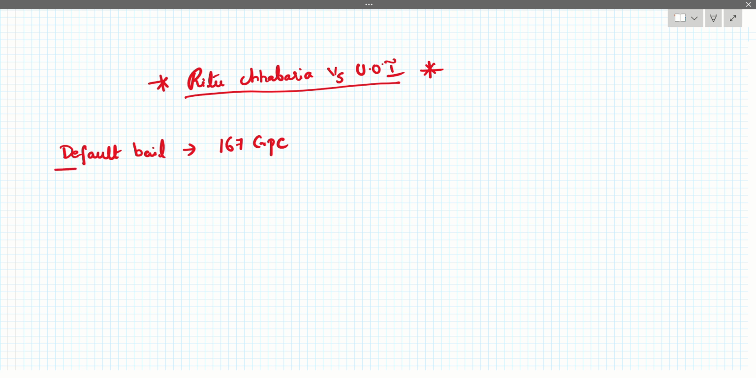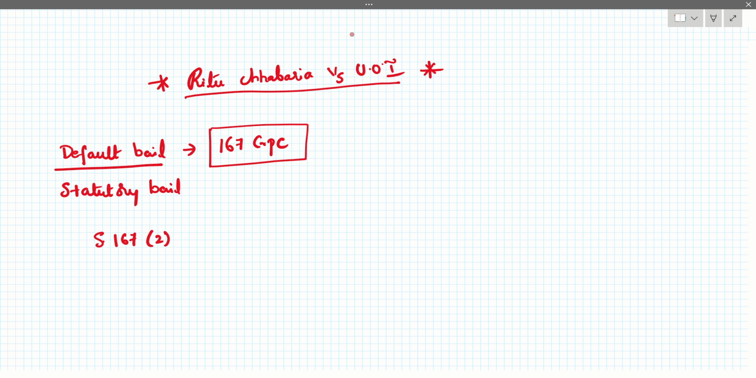This default bail can also be called statutory bail. So default bail or statutory bail is under section 167 of CrPC. Generally, section 167 subsection 2A deals with the concept that is called default bail.